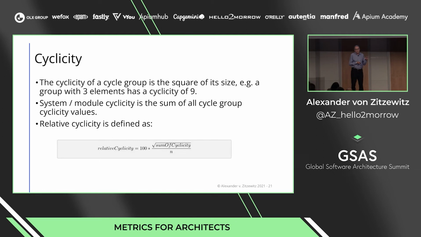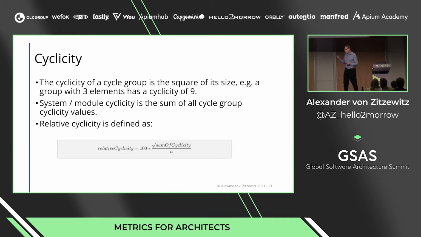Let's assume we have a system with 100 compilation units. The first one is using the second one, which is using the third one, and so on until you come to number 100, which is using number 1 again, which means we get one big cycle with 100 Java files. Relative cyclicity would be 100% in that case. The cyclicity of that big cycle group would be 10,000, the square root would be 100, divided by 100 would be 1, and then again we multiply it by 100 to get a percentage value. Okay, so 100% relative cyclicity, worst case scenario.